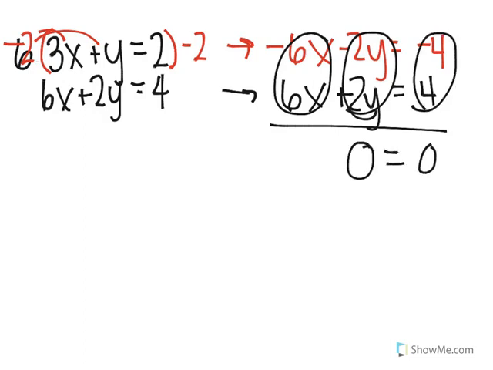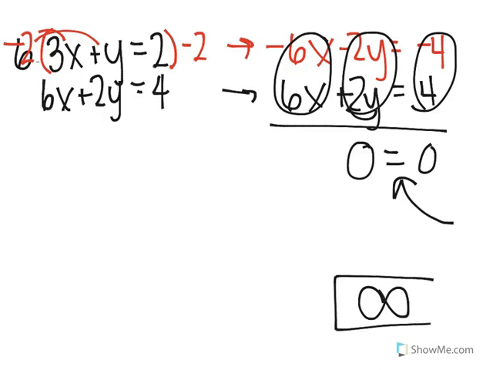So remember, if we end up with something weird like this, you just have to ask yourself the question, is this true? And by this, I mean this equal sign. So is 0 equal to 0? Yes, it is. So I have infinite solutions for this system, which means that these lines are the same line.